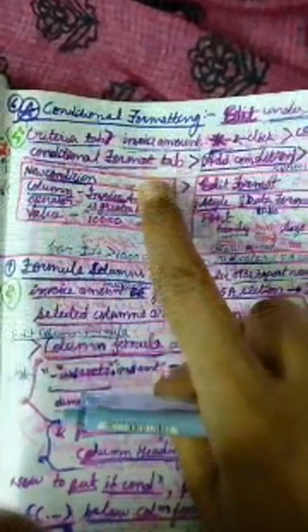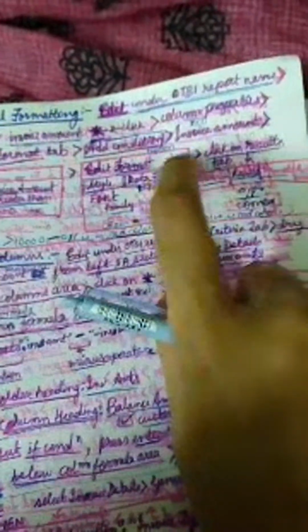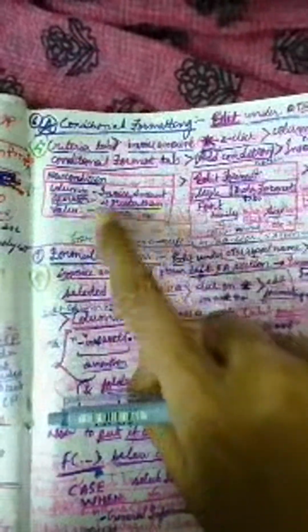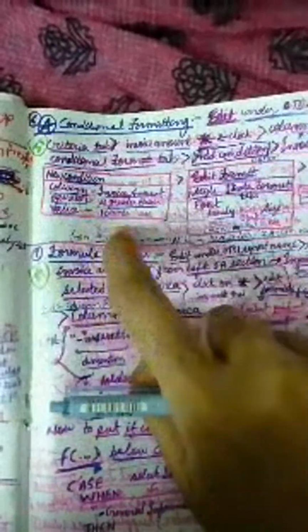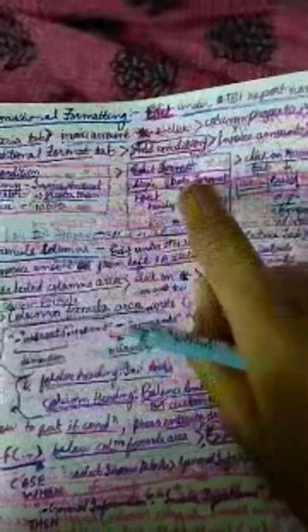In the conditional format tab, we'll go on the add condition button. There is an add condition button there, and we'll select the invoice amount column. Here we are adding a condition that the column is invoice amount, operator is greater than, and value is 10,000. So if the invoice amount is more than 10,000, the output should be in a certain color. So here I have given a condition, but now I need to do the formatting. The next step appears automatically, which is edit format.